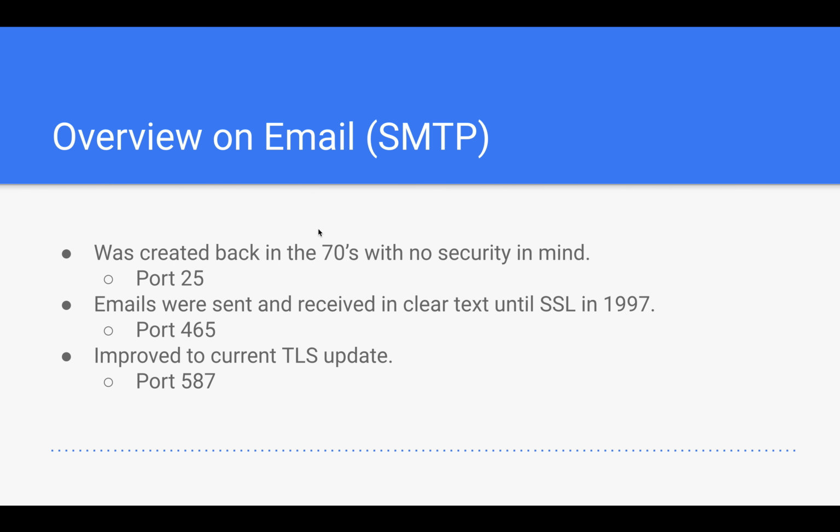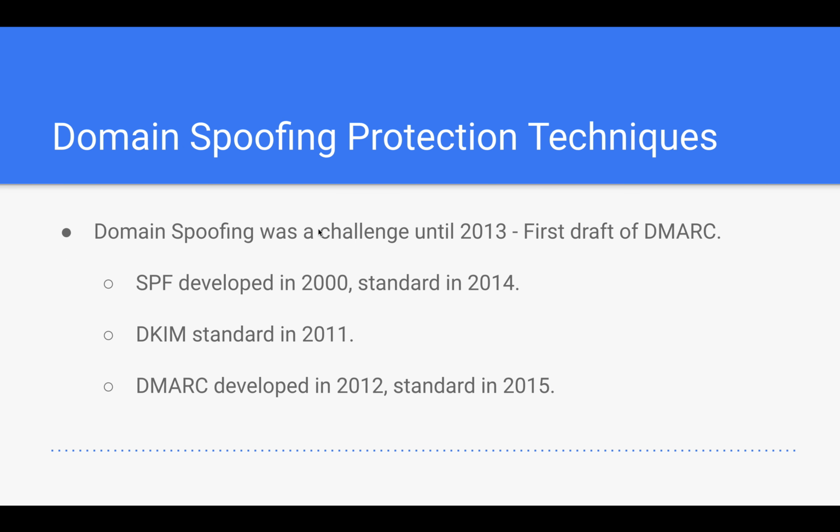First, a quick overview of the email SMTP protocol, which was created back in the 70s with no security in mind. It originally used port 25, and emails were sent and received in clear text until SSL was developed in 1997, which used port 465. An improvement to that is the current TLS update, which uses port 587. However, domain spoofing was still a challenge until 2013, when the first draft of DMARC was published.